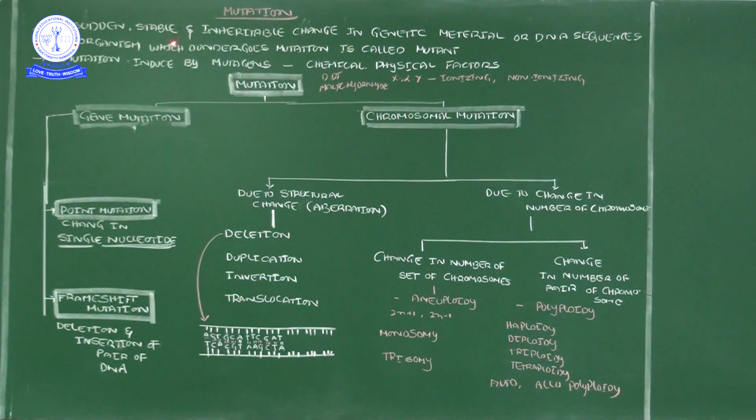And then there is maybe a chance it is inheritable. Maybe there is a chance of it being given to their offspring. But the word inheritable is not exactly applicable; maybe there are chances or may not be chances. So mutations are sudden changes and stable changes, and maybe there is also a chance of inheritance.